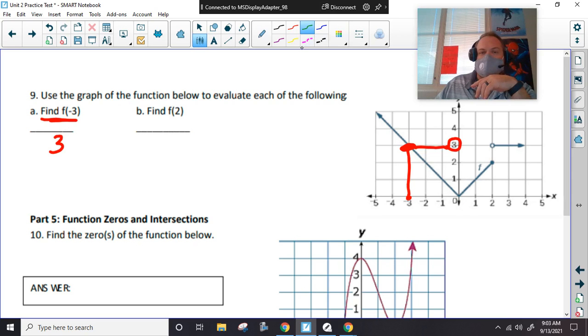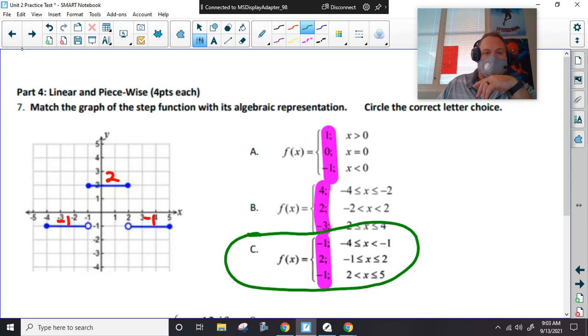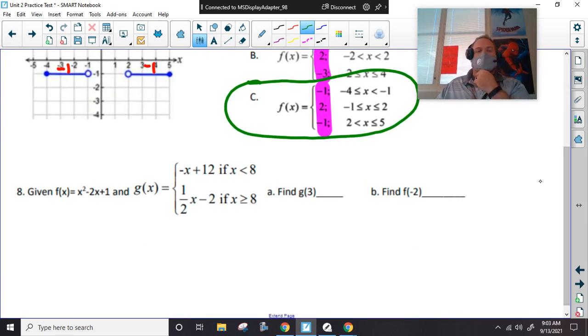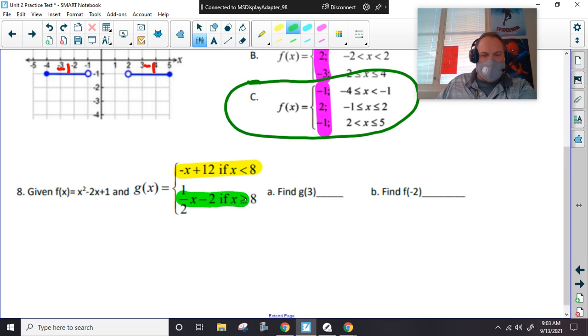Huh? Did I skip number 8? Oh, I did skip number 8. Okay, my bad. It was down there at the bottom. I couldn't see it. All right, so let's look at number 8. So this is when we would highlight these. So this is when x is less than 8. So that's this. Oh, nope, nope. So I'm not going to use that one. And then this is when it's greater than 8. And this is this one right here.